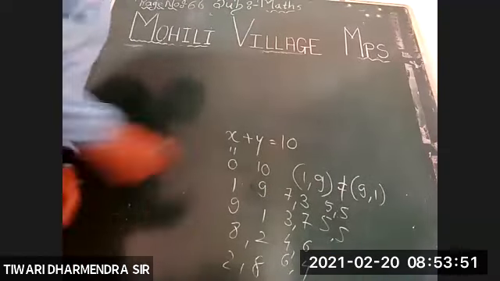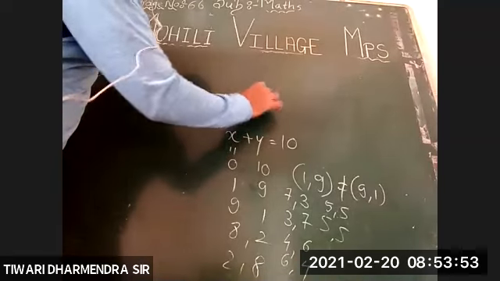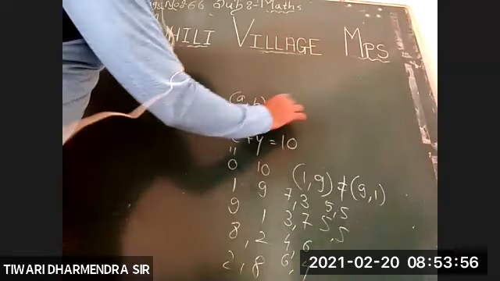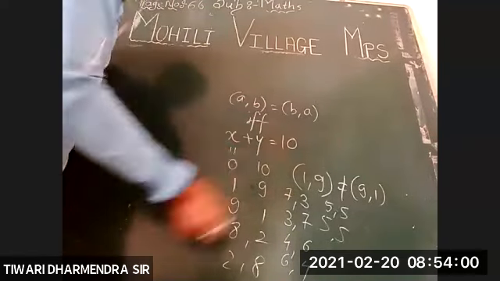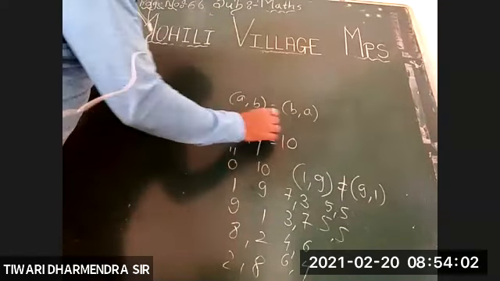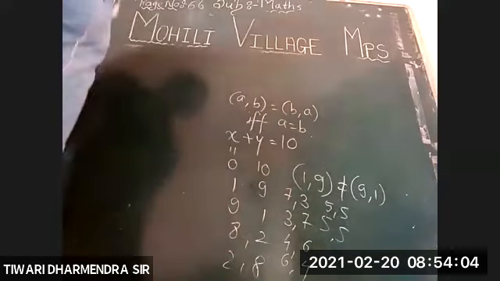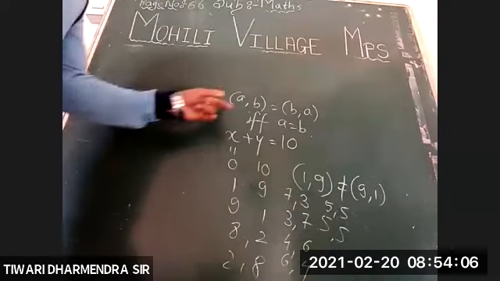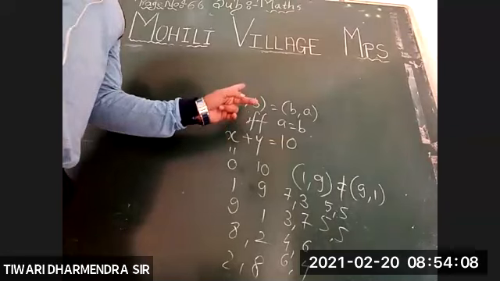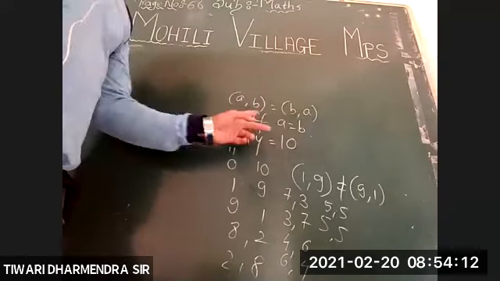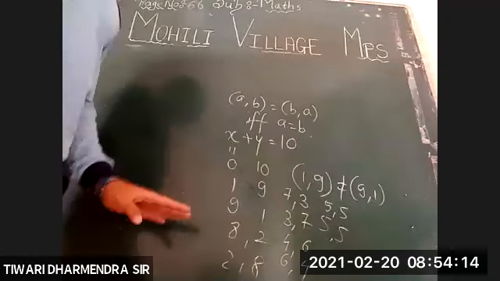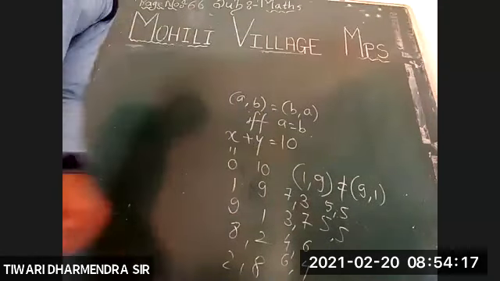Meaning (a, b) is equal to (b, a) if and only if a is equal to b. You can say that (1, 1) is the same as (1, 1) only if a and b are both the same. This is the condition for the coordinates to be equal.